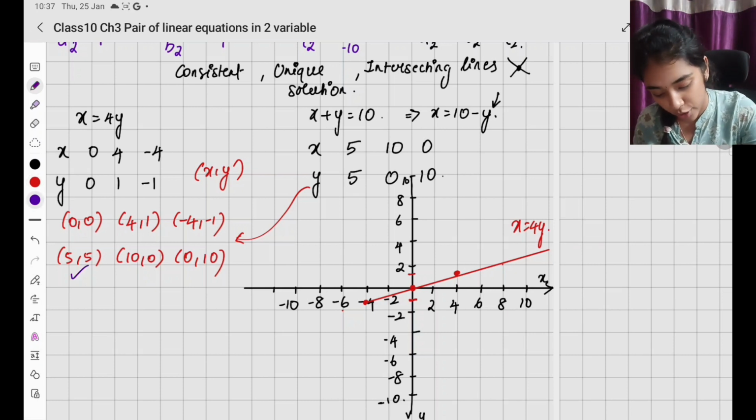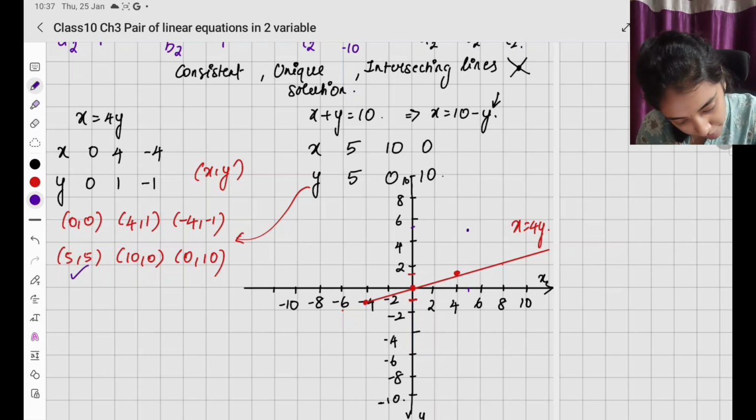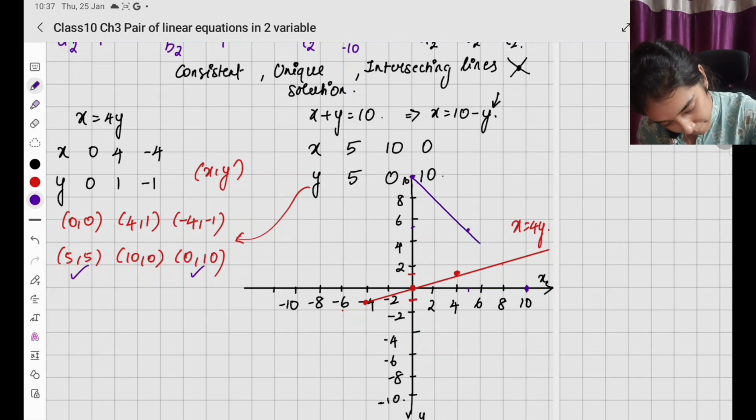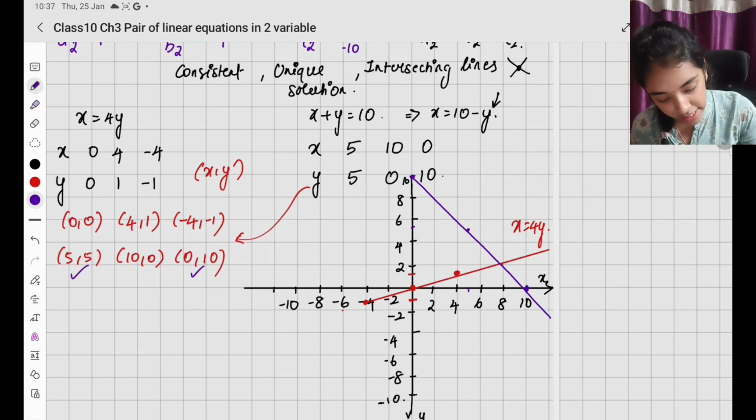Now the next three points. You have 5, 5. Where is 5, 5? So this point is going to be 5 and this point is going to be 5. So when I plot 5, 5, it's going to be somewhere here. Then 10, 0 is going to be on the x-axis. Then 0, 10 is going to be on the y-axis. So when I join these 3 points, we have this line. Now what is this line? This line is going to be x plus y equals 10.